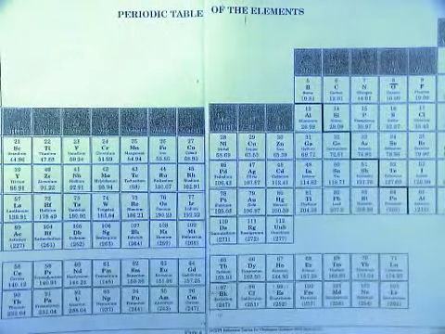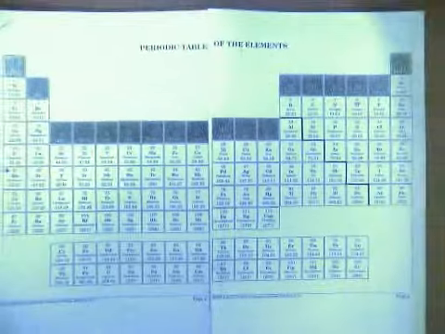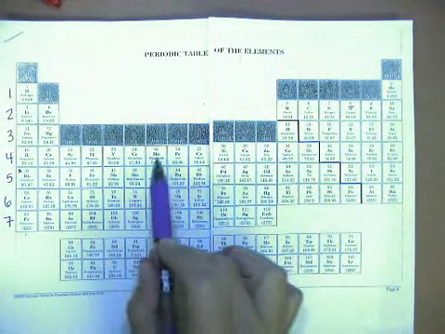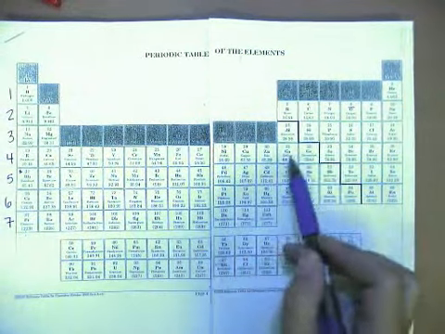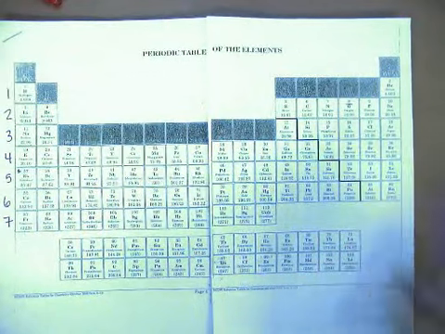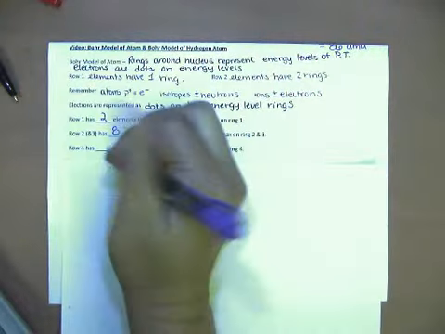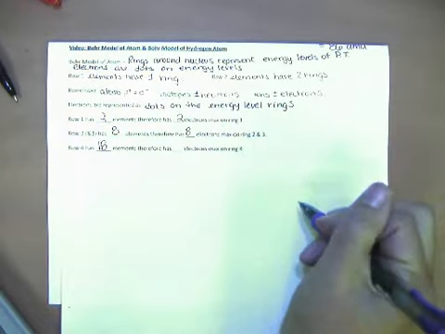Row 4, in the middle, row 4 has 1, 2, 3, 4, 5, 6, 7, 8, 9, 10, 11, 12, 13, 14, 15, 16, 17, 18 elements. Therefore, it can have a maximum of 18 electrons.